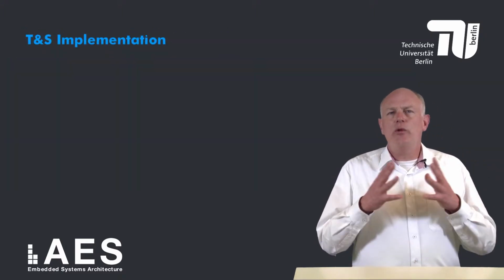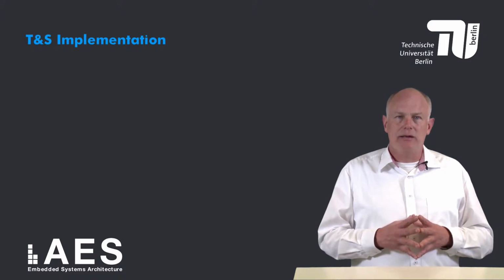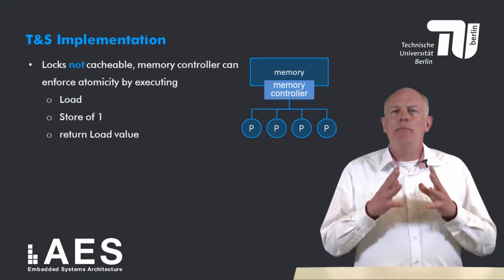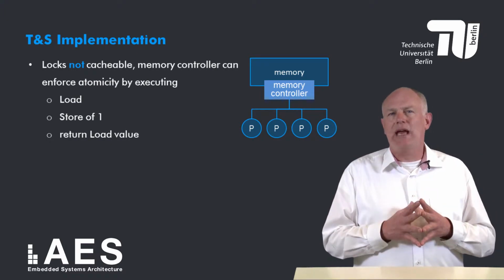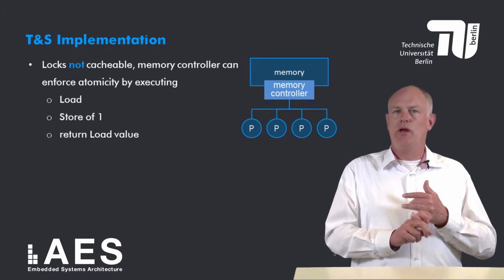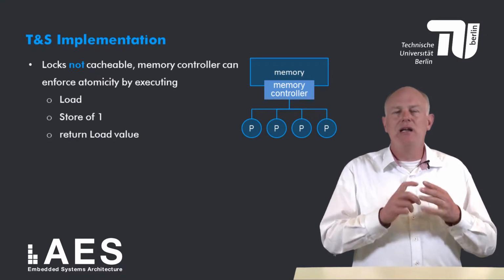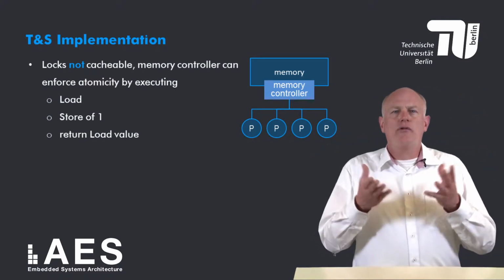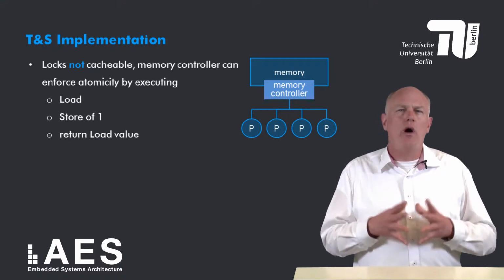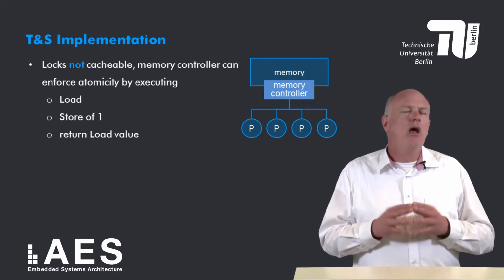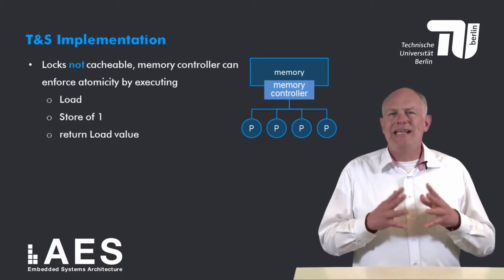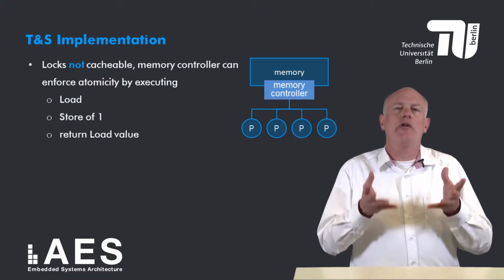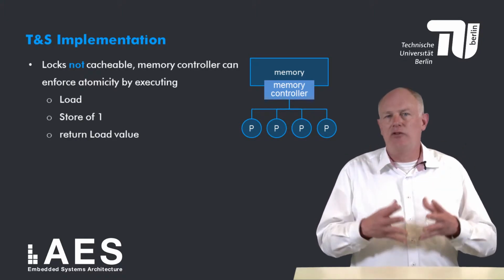Let's now sketch how the test and set instruction might be implemented. If locks cannot be cached, the memory controller can enforce atomic execution by first executing the load, then a store of 1, and finally by returning the load value as sketched in this figure. Of course, the memory controller may handle no other memory requests in between. The biggest problem of this solution is that locks cannot be cached, which implies that the acquire operation incurs a long latency and that a lot of traffic will be generated.